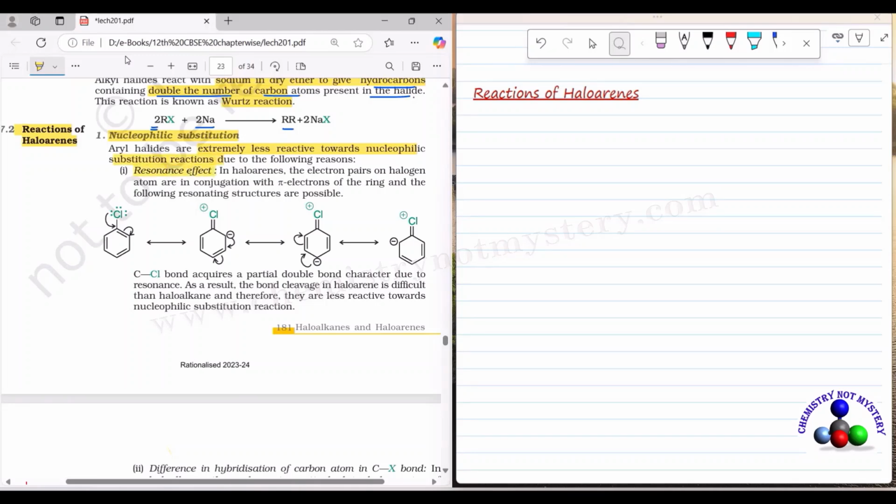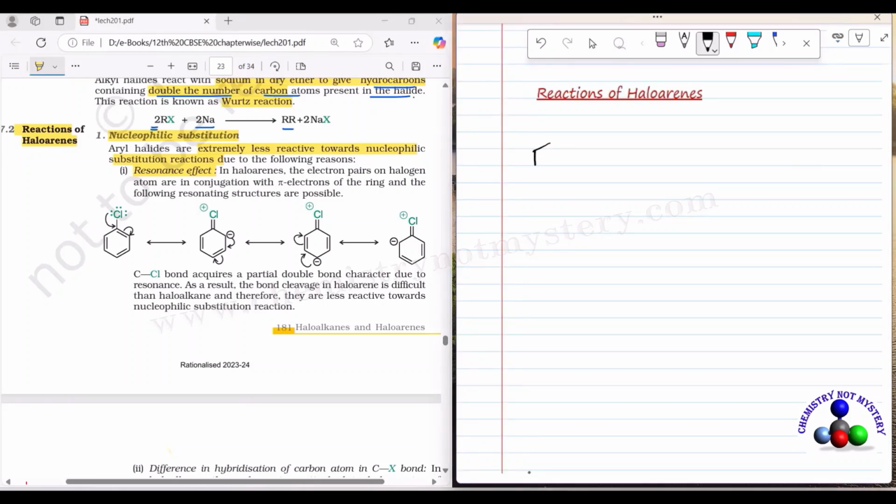First reason is the resonance effect. In haloarenes, the electron pairs on the halogen atom are in conjugation with the pi electrons of the ring, and the following resonating structures are possible. So let's draw the resonating structures of haloarenes. Let's draw the structure of chlorobenzene.